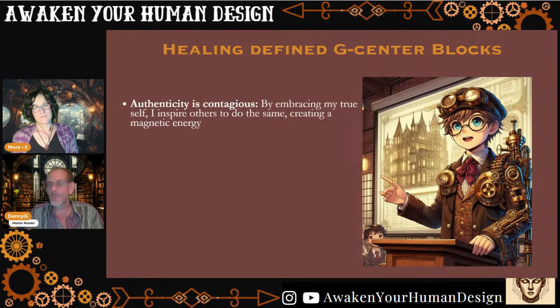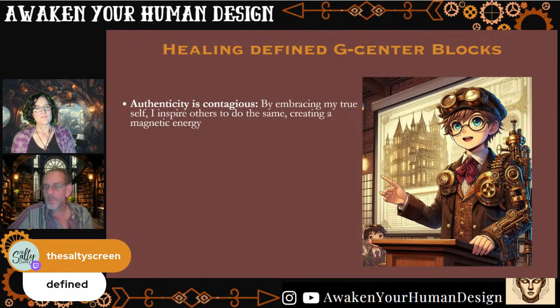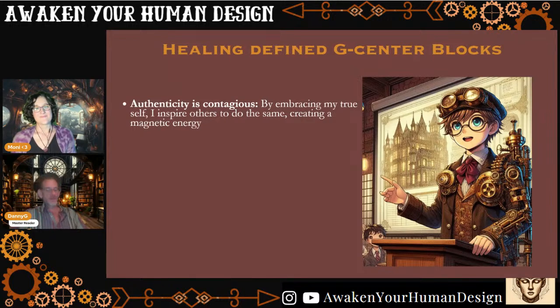Do you have some for maybe the open, some for the defined? Because I'm sure people will have a little bit of both in their chart. We've been talking about the open G center, the undefined one, emotional manifesting generator. Oh, it's defined. Okay, so these blocks. We've been talking about the open already. For the defined G center, some of the blocks would be not accepting it as good enough when you're clearly in the right place.